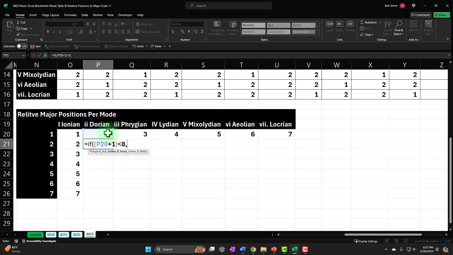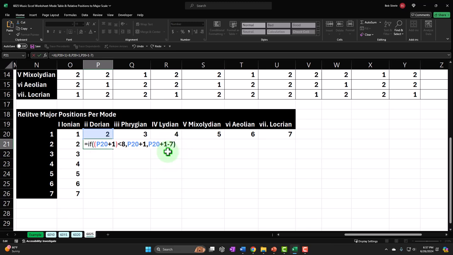If it's true, then, and sometimes it's easier to copy this, take that plus 1, right? And if it's not true, what if it's greater than 8? Then what do you want me to do? Well, then you're going to say that plus 1, I pasted it again, minus 7. And that will take me back to 1, right?